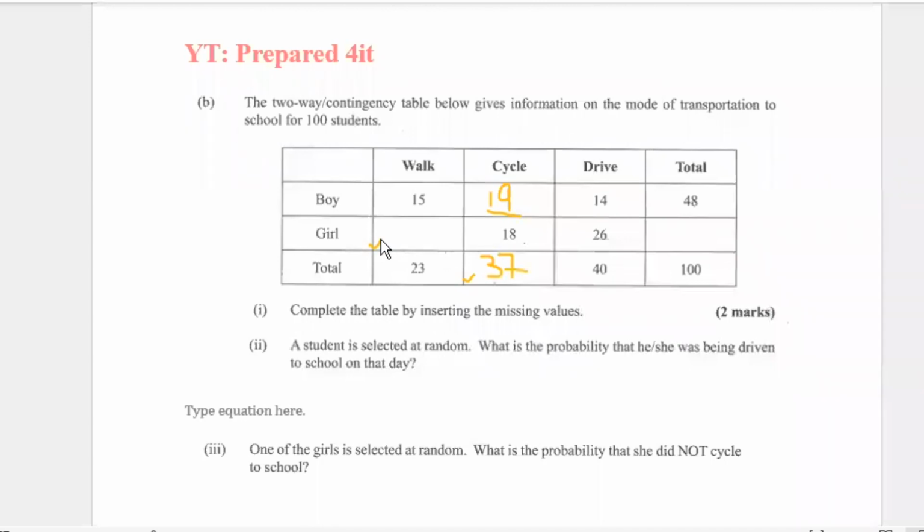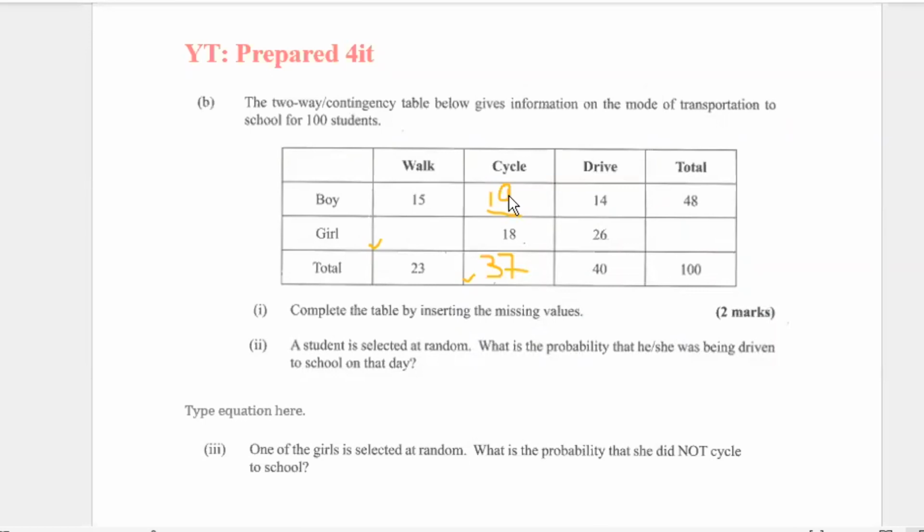Sir, I get 19, sir. If you look at boys, in this column we have 15, blank space, 14, and it should give us a total of 48 boys. We already know that 15 walk and 14 drive, which means the missing amount from the 48 must be those that cycle. So 15 plus 14 gives 29. You subtract 29 from 48, and you get 19.